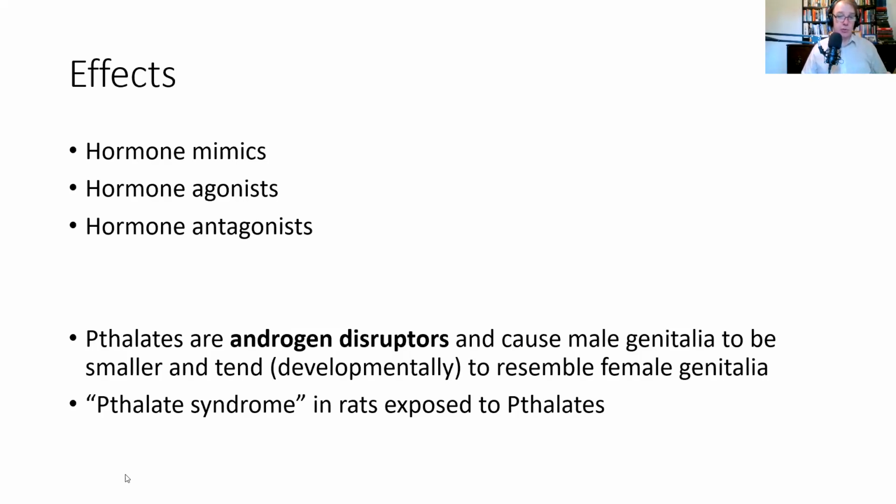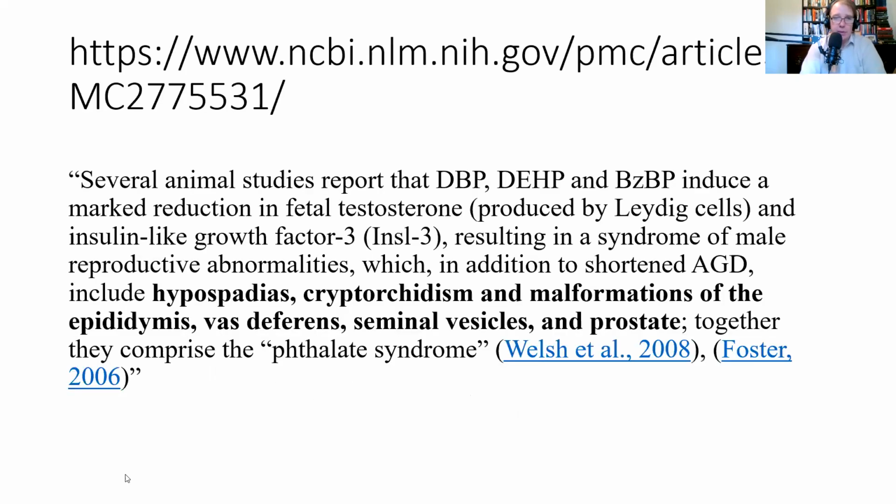For example, phthalates are androgen disruptors, and they can cause male genitalia to be smaller and tend to resemble female genitalia. This is known as phthalate syndrome in the research literature in rats that are exposed to phthalates. I'm just going to read you an example of a study that described what happens. Several animal studies report that the chemicals DBP, DEHP, and BBP induce a marked reduction in fetal testosterone produced by the Leydig cells and insulin-like factor 3, resulting in a syndrome of male reproductive anomalies, which, in addition to shortened AGD, includes hypospadias, cryptorchidism, and malformations of the epididymis, vas deferens, seminal vesicles, and prostate.